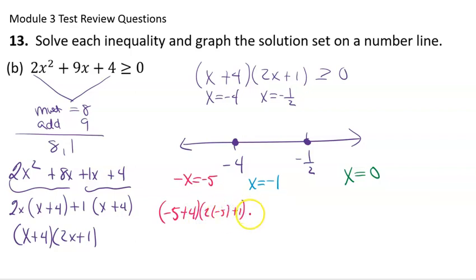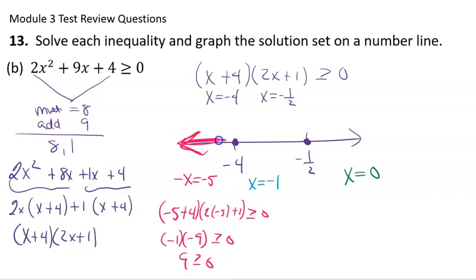Again, you could do that in your head if you want to. We're trying to see if it's greater than or equal to 0. That's -1 in the first parentheses. That's -9 in the second parentheses. That's -10 plus 1, yeah. Is that greater than or equal to 0? Is 9 greater than or equal to 0? You bet it is, right? That's a true statement, so I shade that in.